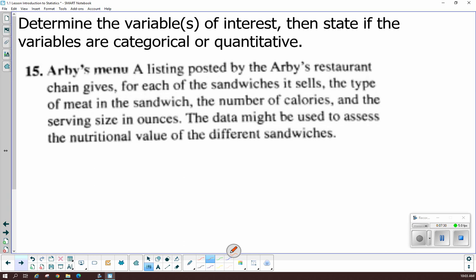So hopefully this isn't too blurry. If it is, this will be in Unit 1, number 15, or Chapter 1, number 15, there on the PDF that I posted on Canvas. Pause here, read this, and identify the categorical and quantitative variables.